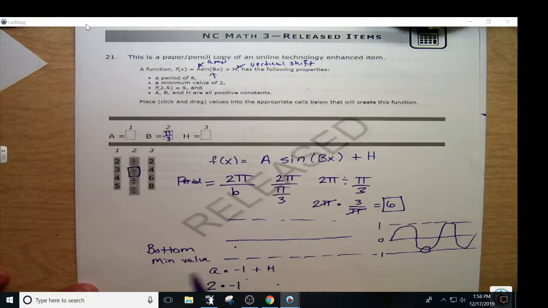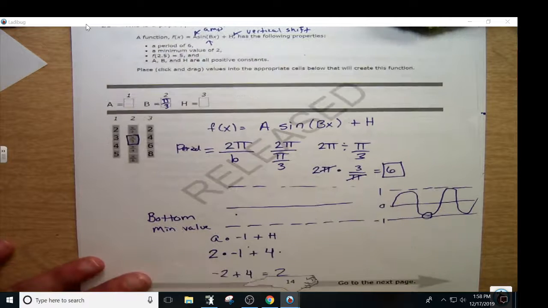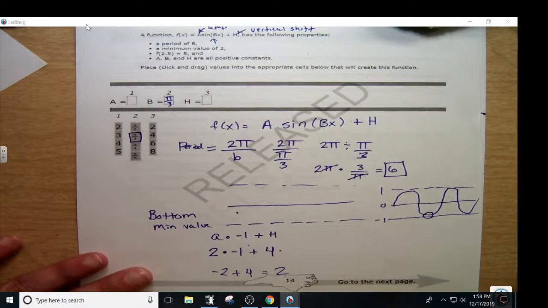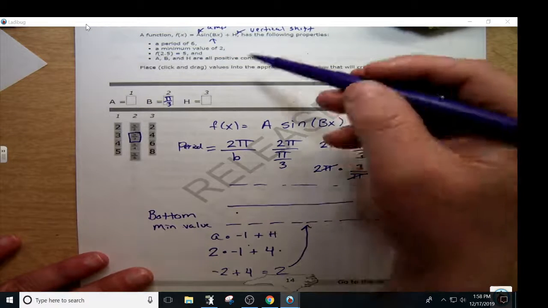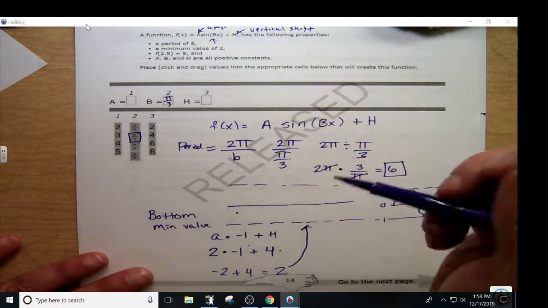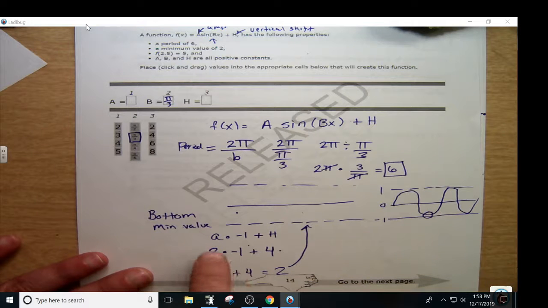Well, if you think about it, if I add 4 to this, 2 times -1 is -2, plus 4 is 2. Okay. So this is my bottom line. That's my bottom line, my minimum value. So we found out what we think our A is 2, we think our H is 4.